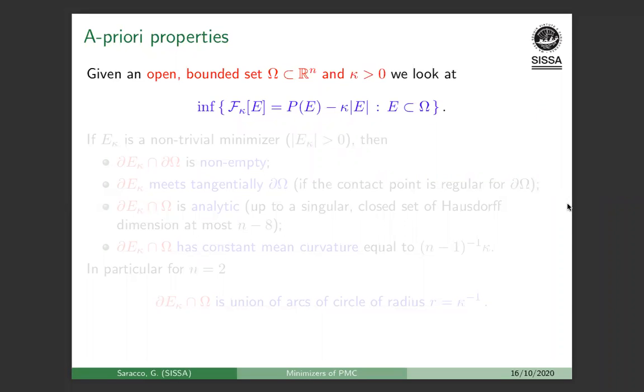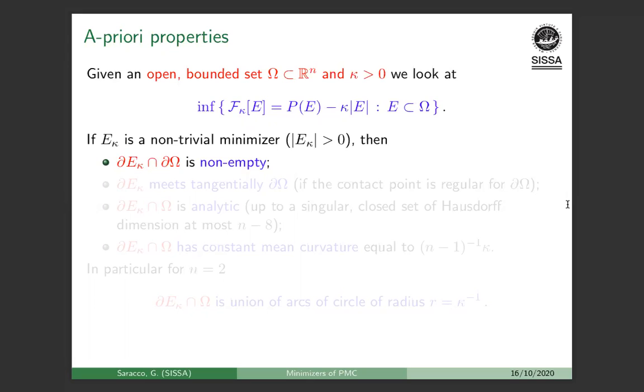Suppose you have a non-trivial minimizer. By non-trivial, I mean that its mass is positive. Then you can find out a few things. First thing, this is just a dilation argument, and you can prove that the boundary of the minimizer E_k intersects the boundary of the box Omega.